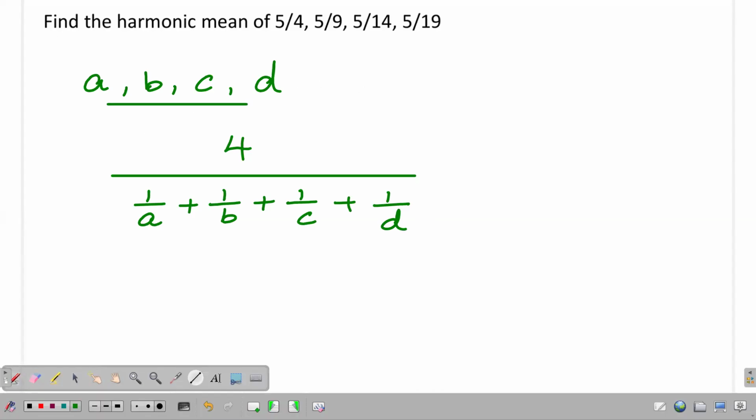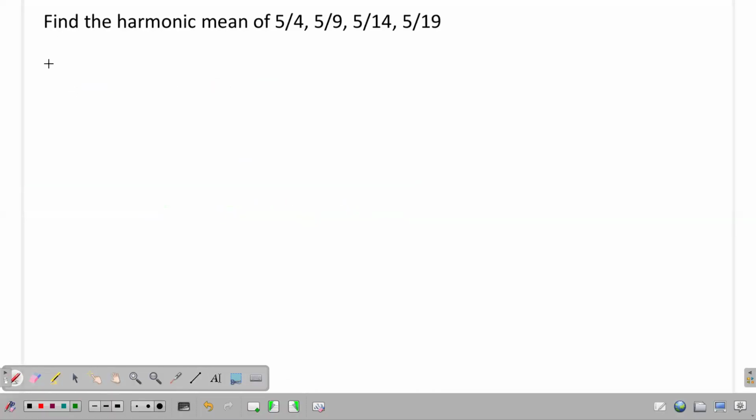We have got 4 terms, right? A, B, C, D. The harmonic mean is calculated using this result: 4 by 1 by A plus 1 by B plus 1 by C plus 1 by D. We will do this calculation. Now, let's see what is happening here. The first term is 5 by 4. The second term is 5 by 9. The third is 5 by 14. The fourth is 5 by 19. So 4 terms are there.